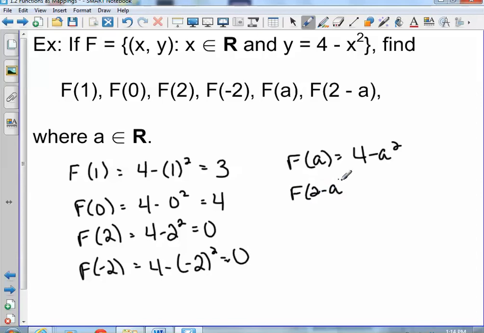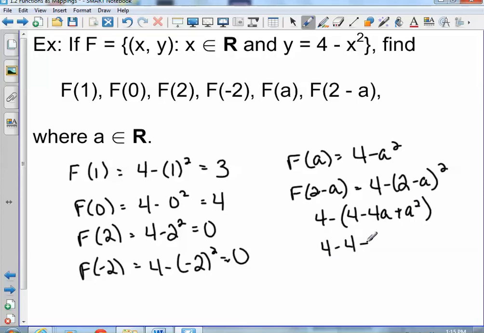F of 2 minus A. So if we plug that in, what do we have to do there? FOIL. So we have 4 minus, when I FOIL that, I get 4 minus 4A plus A squared. What do I need to do with this negative? Distribute it out. What happens? Worst case, negative x squared. How's that? Good?